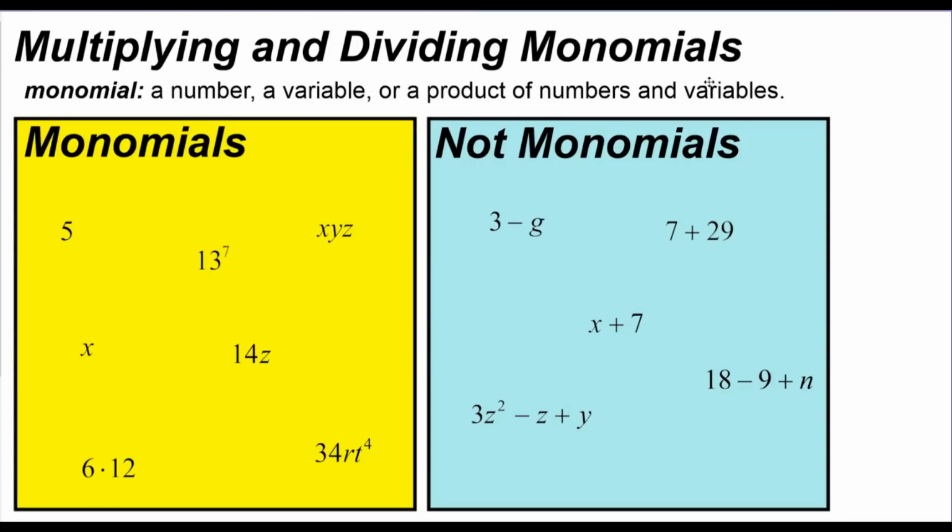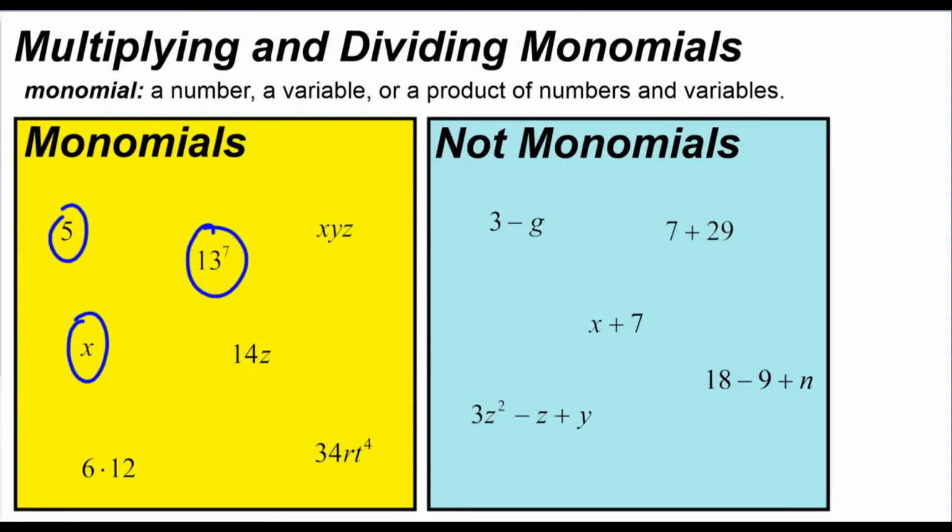Well, a monomial is simply just a single term. There's no addition or subtraction involved. So in the yellow box, I've got examples of monomials. A monomial is just a single number, a single variable, or when we multiply numbers and variables together. So 5 is a monomial, a single number. X is a single variable.